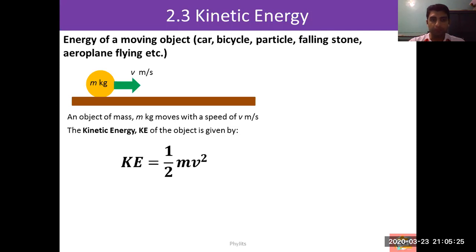So kinetic energy has a formula, as provided below, half mv square, where m is the mass of the object and v is the velocity of the object, or it can be just the speed of the object. As we know, energy is a scalar quantity, so the direction is not really important. Even though we are using v as velocity or speed, it won't matter much. So that is the formula for kinetic energy.